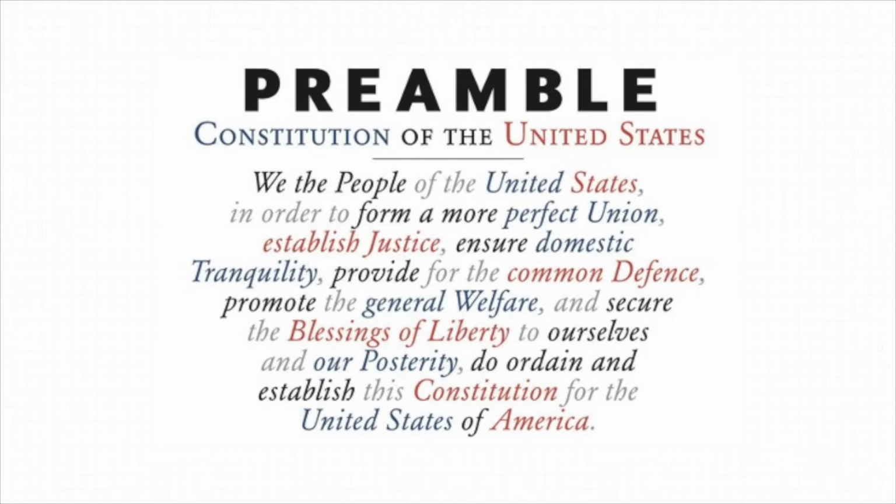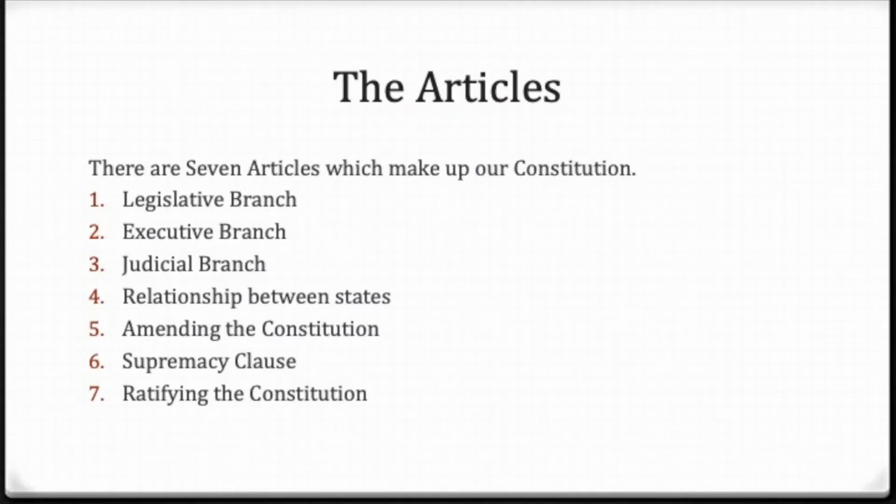But before we do that, let's look at the rest of the Constitution. Much like the Articles of Confederation, the Constitution is made up of seven simple articles. And we'll get into these articles later on this week. The first article created the legislative branch. That's our Congress. The second article created the executive branch. That's our president. The third article created the judicial branch. And that, of course, is our Supreme Court.